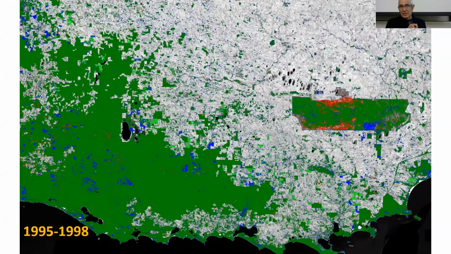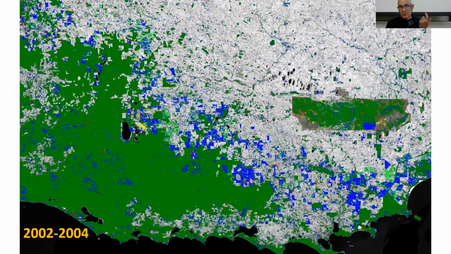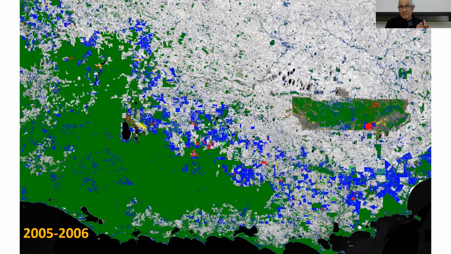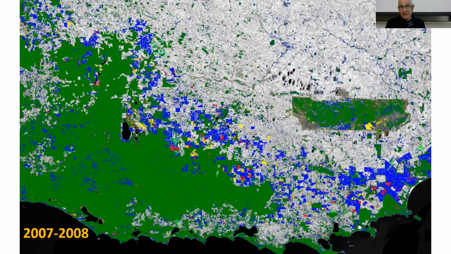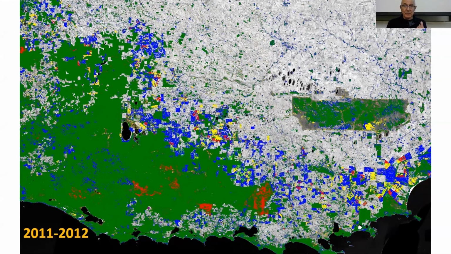And in the mid-90s, you start to see the plantation roll out of blue gum plantations. So light green is new plantations in that period. And as we go through, we can see how the blue gum cover has altered that landscape. And we get into the mid-2000s and some of the blue gums are harvested. If it's yellow, it's not replanted. And the red is the current reharvest. So this is now in annual time steps.